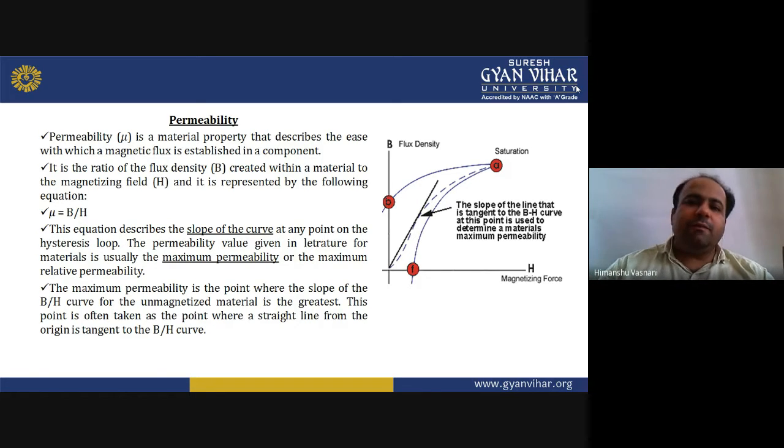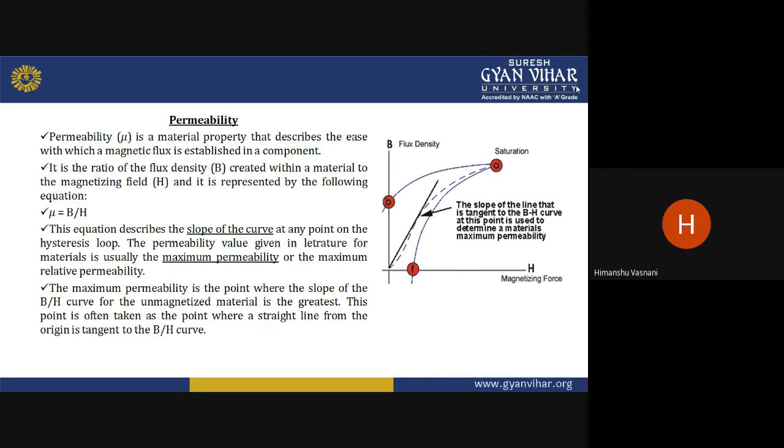Okay, we have been discussing various terms like retentivity, coercivity, and saturation in our last lecture. We discussed the magnetic force and the flux density, that is, the loop that has been formed, and various terms like saturation, coercivity, and retentivity were discussed during that lecture. So coming after that, we discuss permeability.